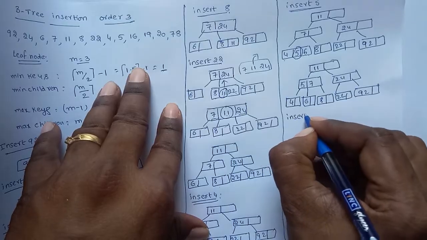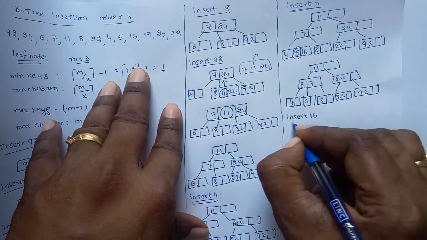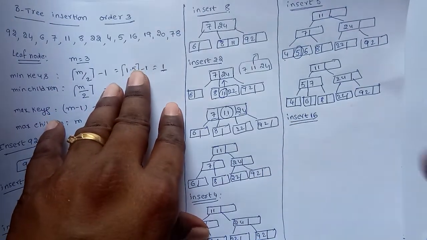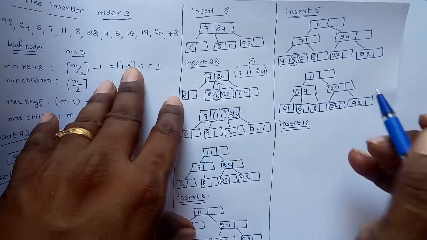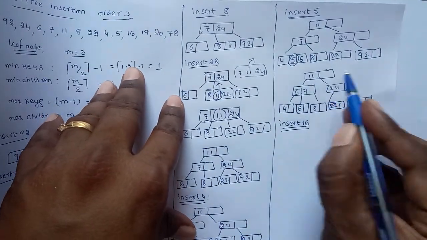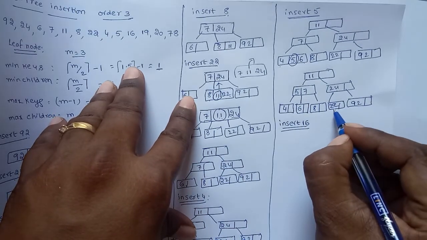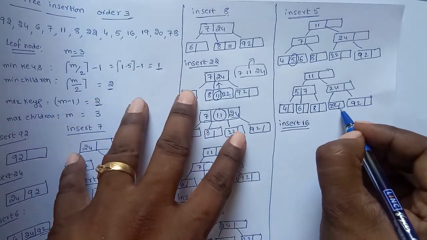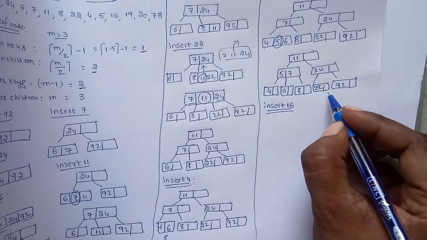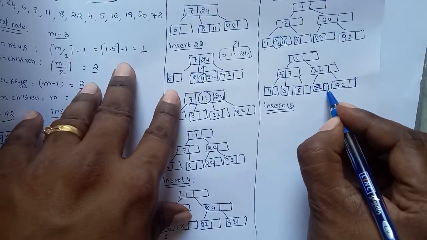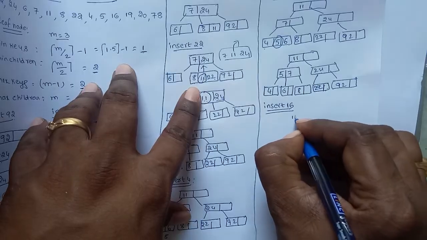Now insert 16. What is the position of 16? 16 is greater than 11. We are coming to this node. 16 is less than 24. We are coming to this node and check whether this position is free or busy, that is full or empty. So there is a chance for one more element. So simply place that element.